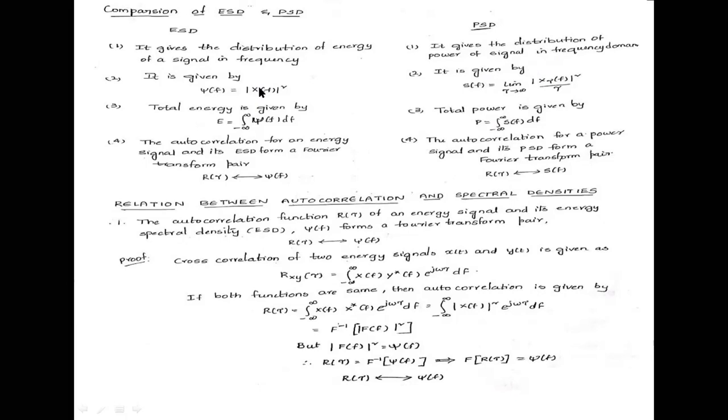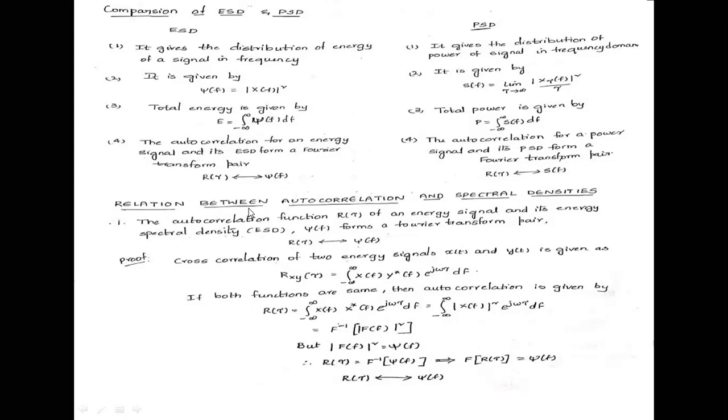Psi of f is the squared magnitude of x of f, and S of f is the squared magnitude of x of f with the 1 by tau, where tau tends to infinity. The total energy is given by E is equal to the integral from minus infinity to infinity of psi of f df, and the power is the integral from minus infinity to infinity of S of f into df. So remember these two equations. The third point is very important. And the fourth point is the relation between autocorrelation and the Fourier transformation relation for energy spectral density, and the Fourier transformation relation for power spectral density also.